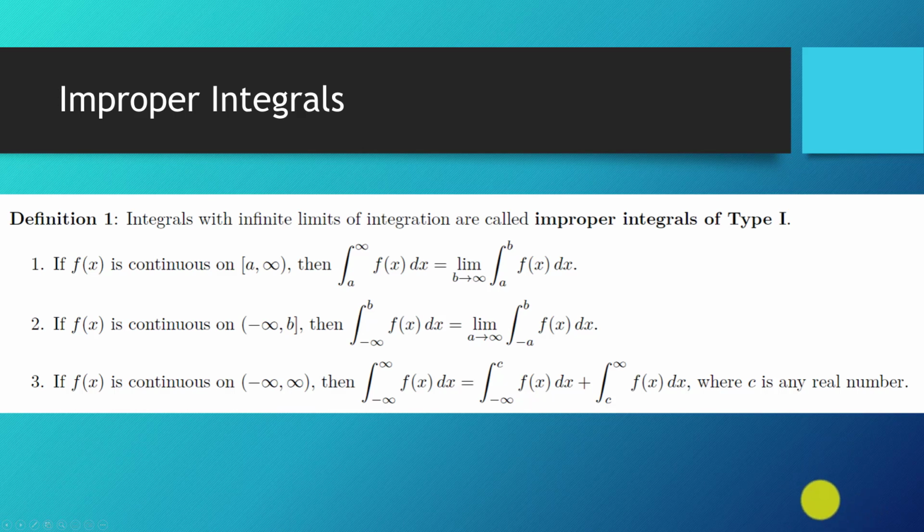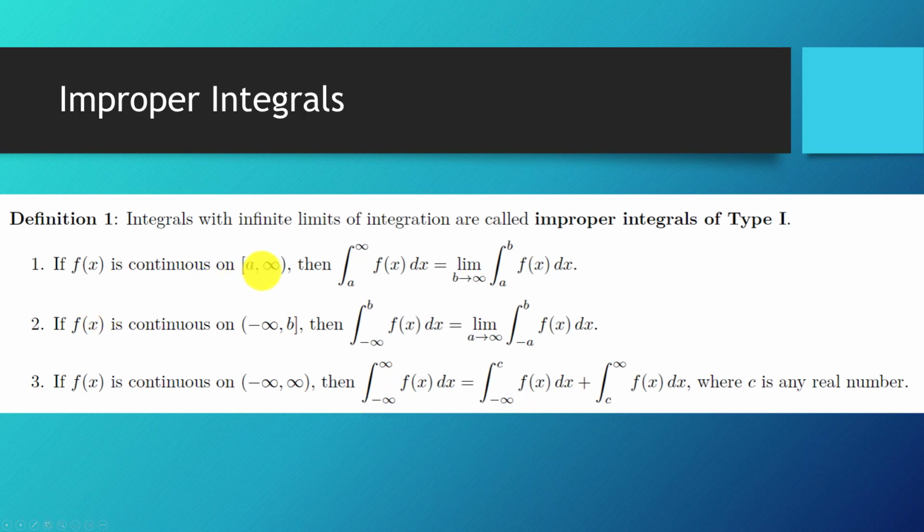Hello everyone, in the video today we're going to talk about improper integrals. There are two types. The first type is type 1. These are usually easier to tell because infinity is in one or more of the bounds of your integral.